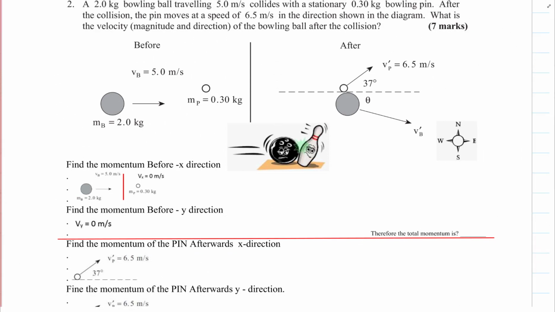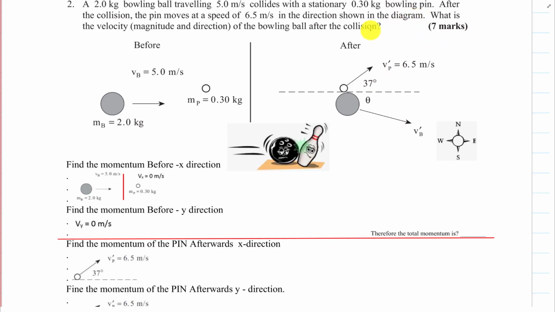Okay, physics fans, welcome back, and we're going to continue on with this chapter 3.3 example of momentum in 2 dimensions for Physics 12. A 2 kilogram bowling ball traveling at 5 meters per second collides with a stationary 0.3 kilogram bowling pin. If you don't have this, it's on the handout. You can just go grab it, just above the link on Moodle. After the collision, the pin moves at a speed of 6.5 meters per second in the direction shown in the diagram at 37 degrees north of east.